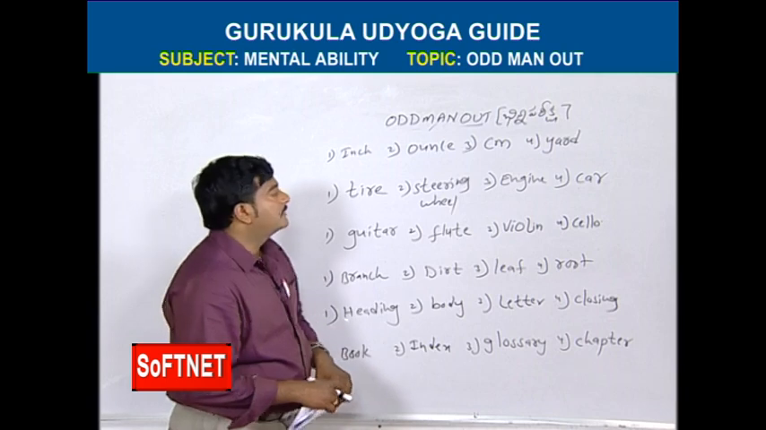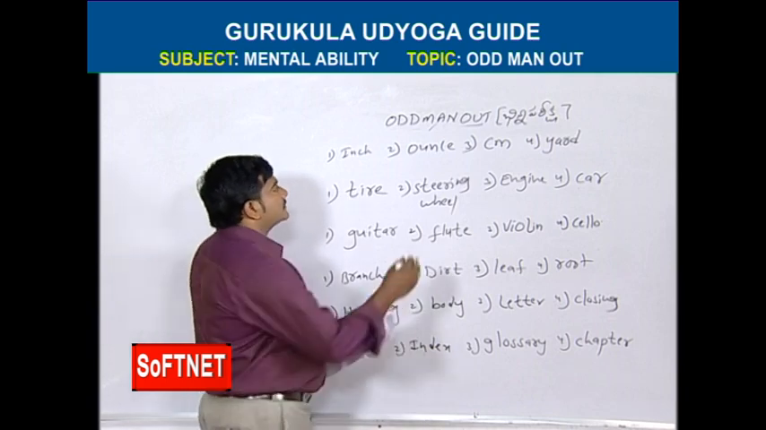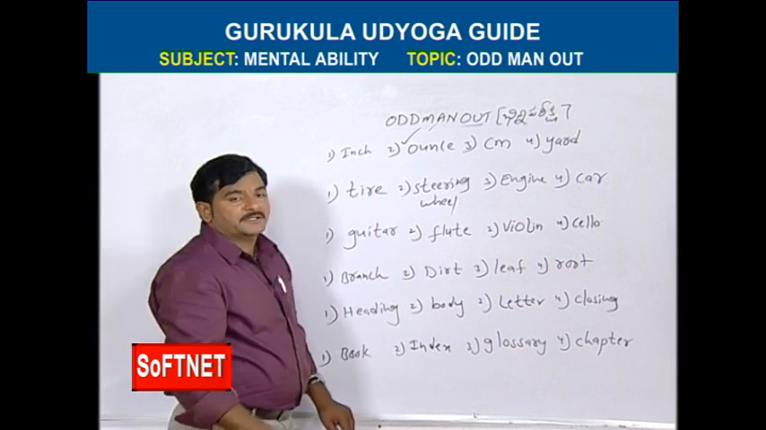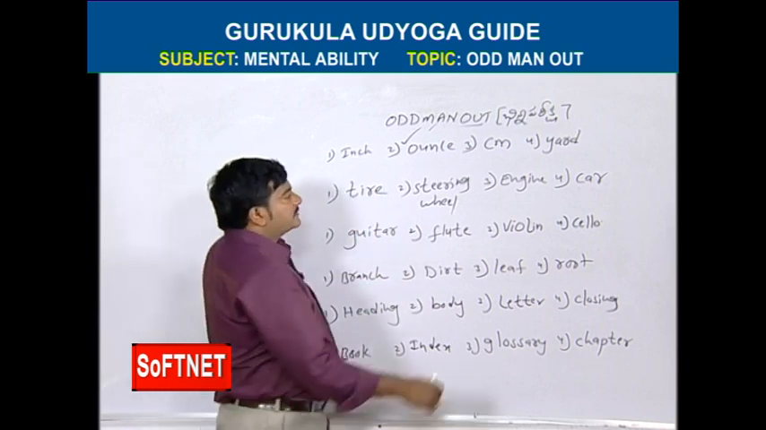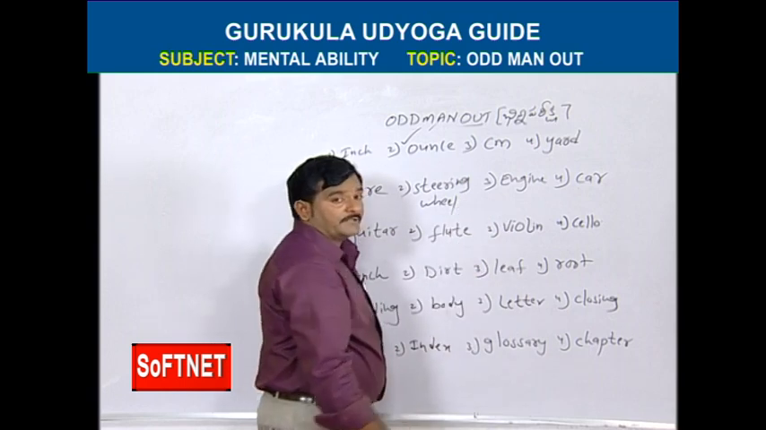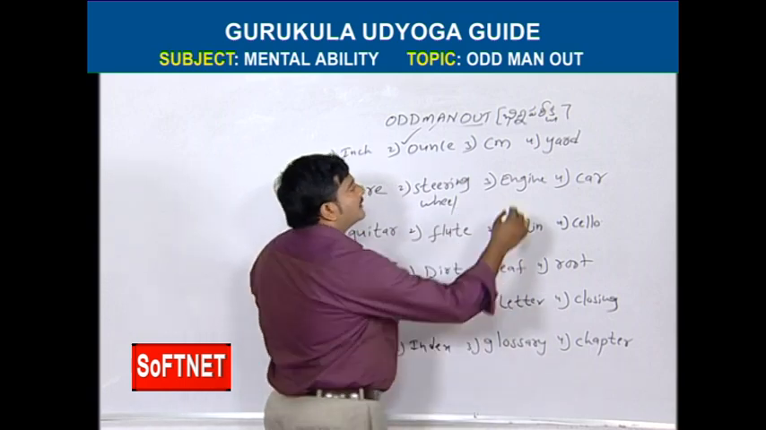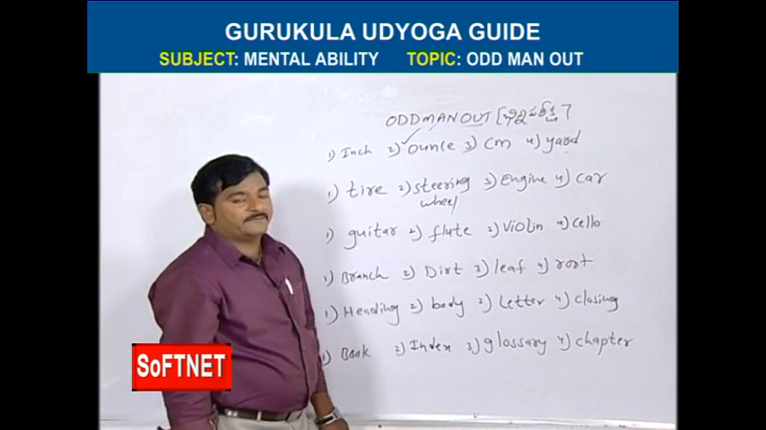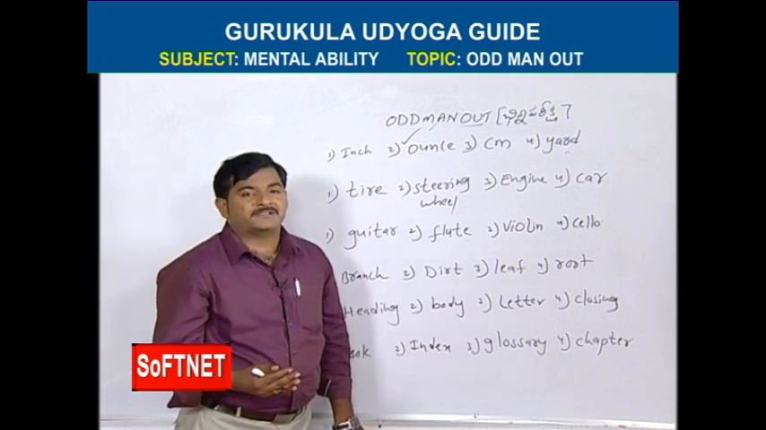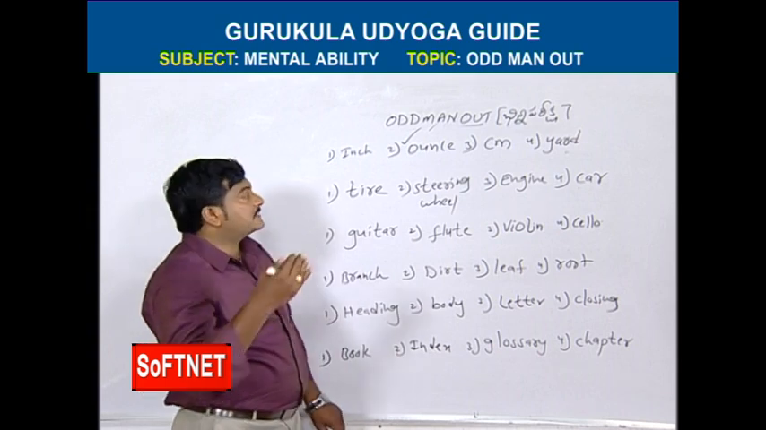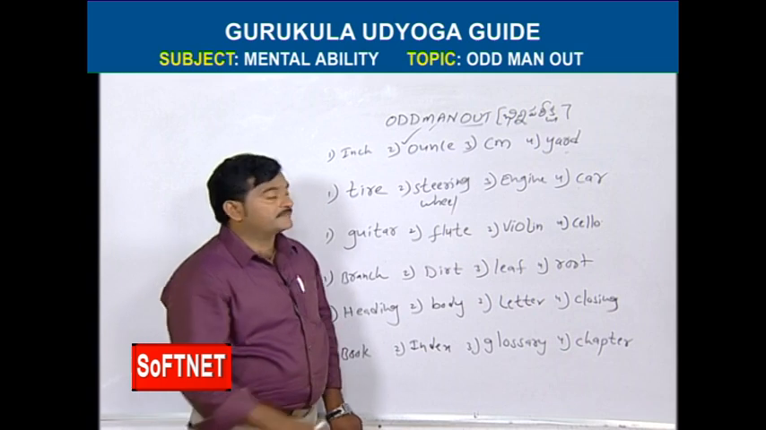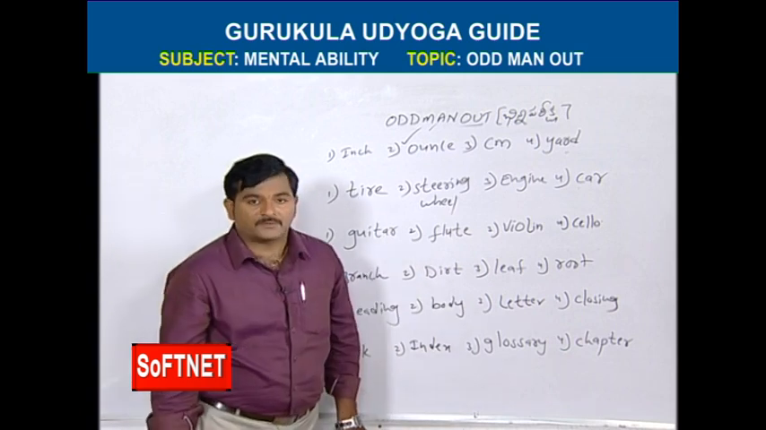So obviously, what is your answer? The answer is ounce. Why is this the answer? Inch is a measure of length. Similarly, centimeter we can also measure length. Yard we can also measure length. So with the remaining 3 options we can measure length, but whereas with ounce we can measure weight, not length. That's why the answer for that question is the second option.